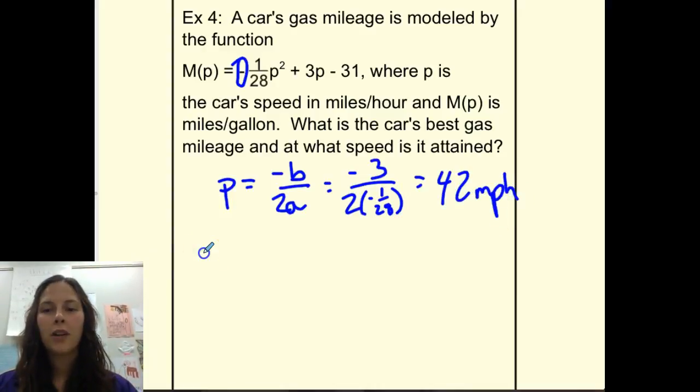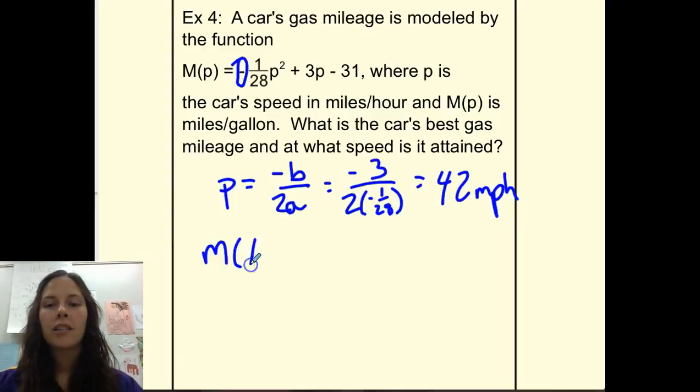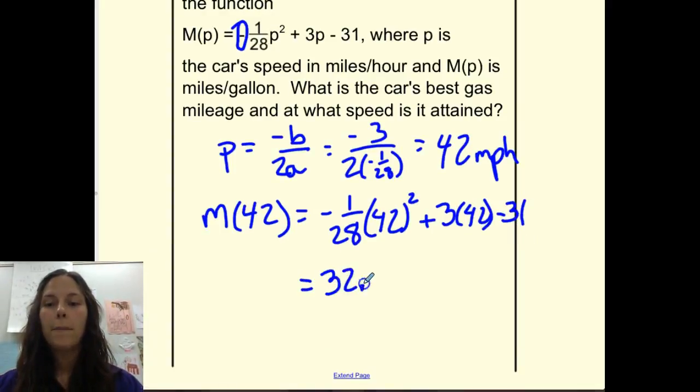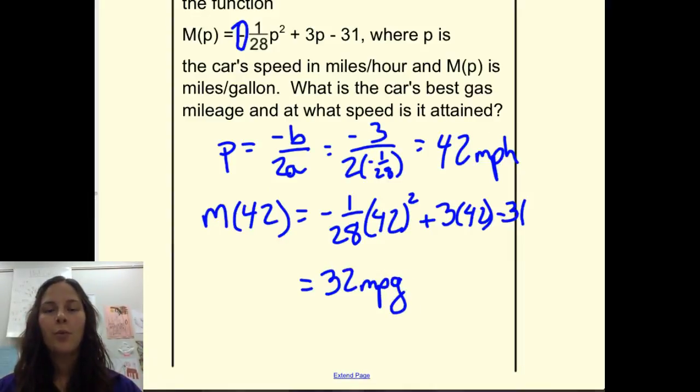This question had 2 parts. What is the car's best gas mileage, which we haven't answered yet, and at what speed is it attained? We found the speed first, so to find the gas mileage, we will put that speed back into the equation for P. I got 32 miles per gallon as the best possible fuel efficiency for this car when you drive 42 miles per hour.